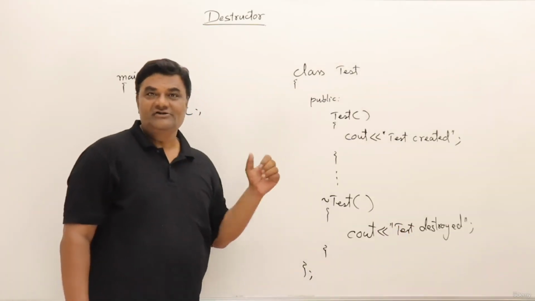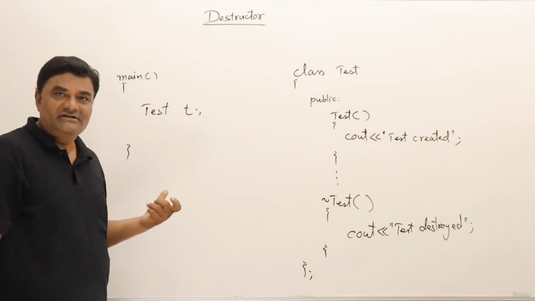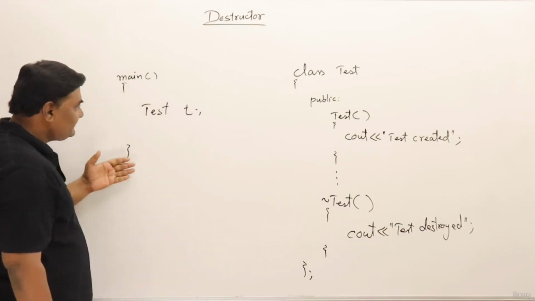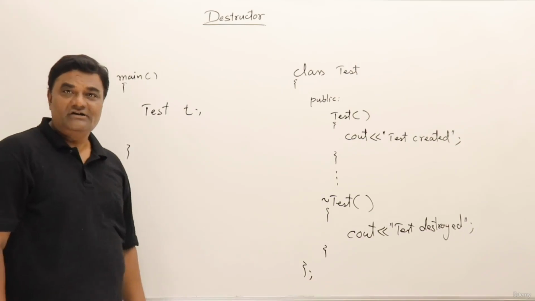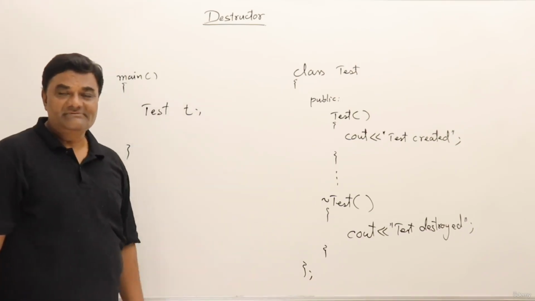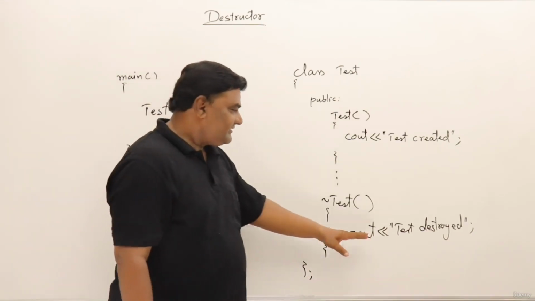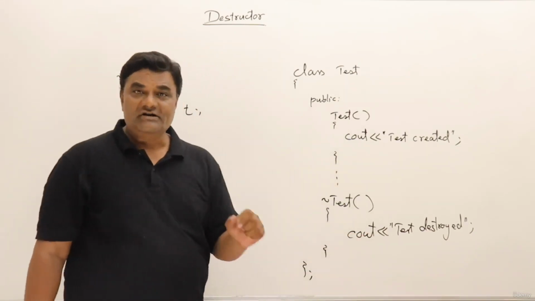Now when this function is called, when the object is destroyed. So do you know when the object is destroyed, once the function ends, automatically this object is destroyed. So this function will be called, test destroyed will be displayed. So constructor is called when the object is created, destructor is called when the object is destroyed.